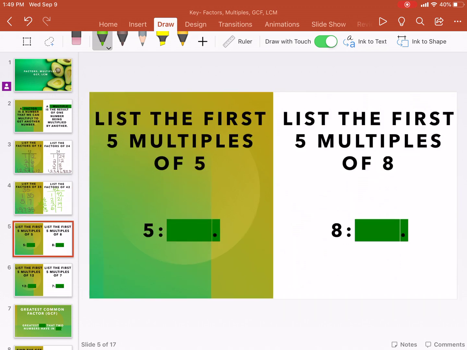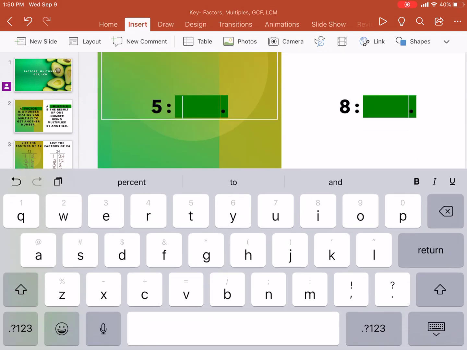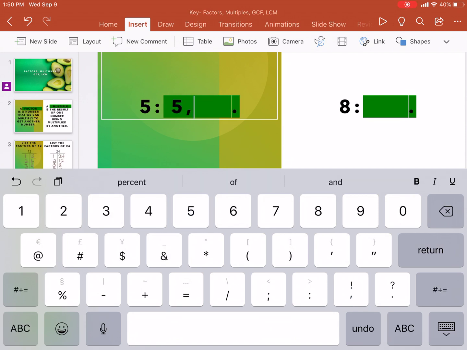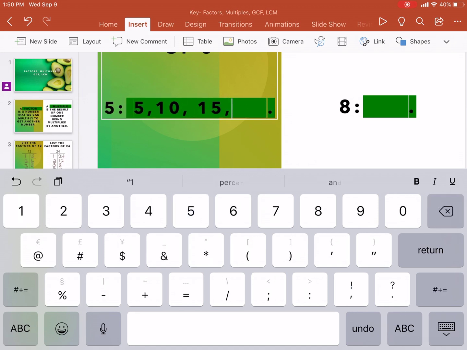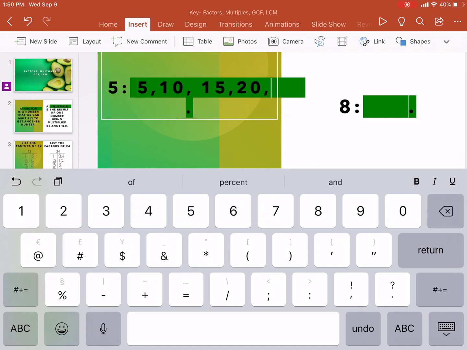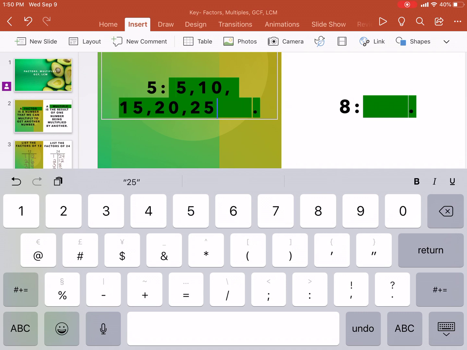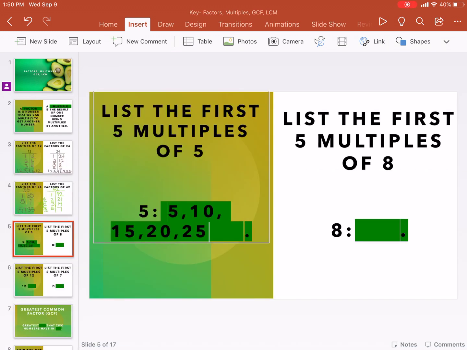Remember, multiples are like skip counting. It says list the first 5 multiples of 5. So the first multiple of 5 is 5 because 5 times 1 is 5. 5 times 2 is 10, 5 times 3 is 15, 5 times 4 is 20, 5 times 5 is 25. You must include 5 as the first multiple because 5 is a multiple of 5. So 5, 10, 15, 20, 25. You could keep going. We are only making you do 5.